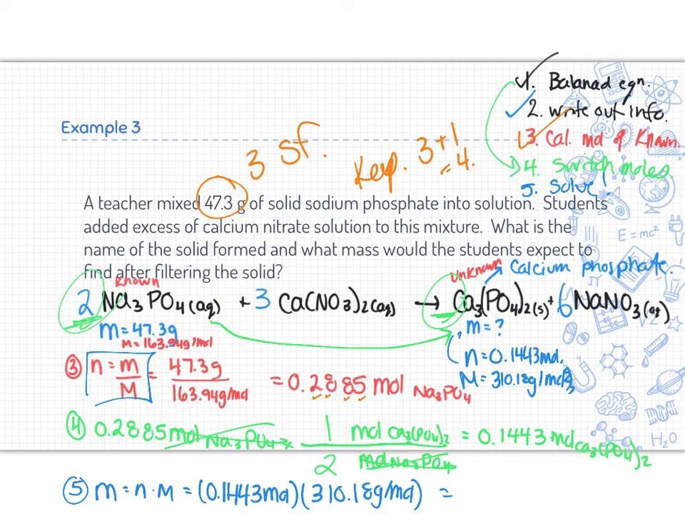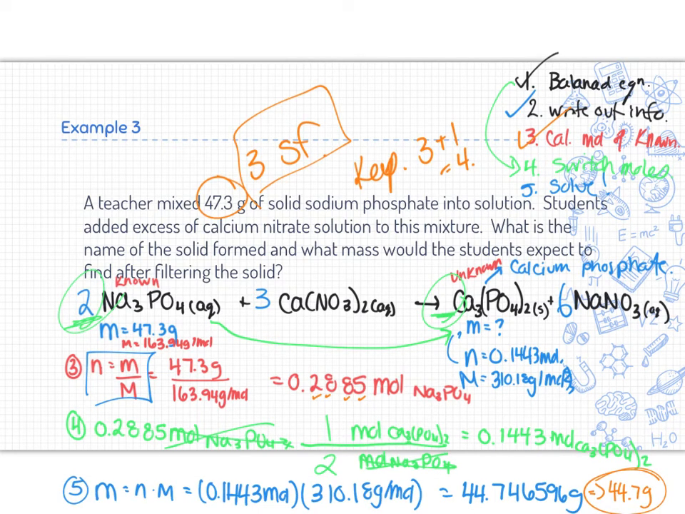Remember, I'm using my unrounded value in my calculator, so the one that has more decimals on, and I'm going to multiply that by my 310.18, and I get 44.746596. Lots of decimals, more than I need for sure. Remember, in the end, we want to keep 3 significant figures for our final answer. So I should round this to 44.7 grams.